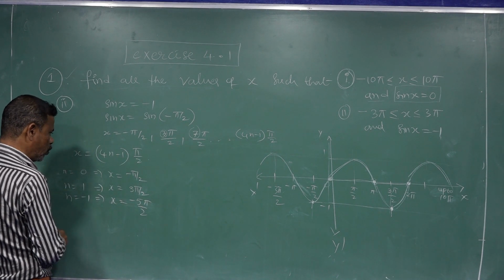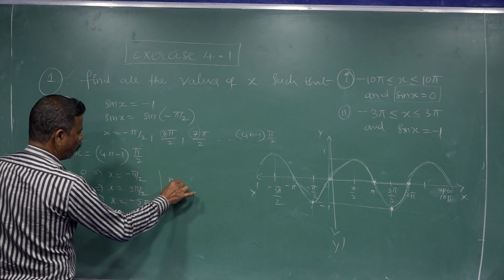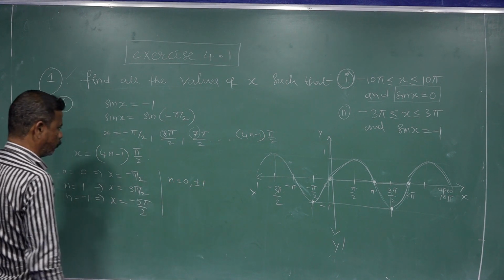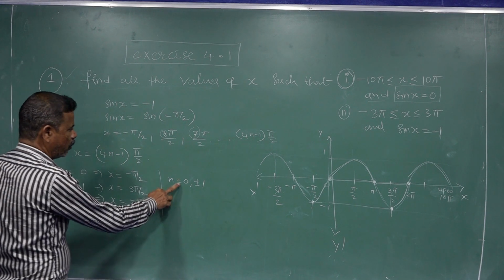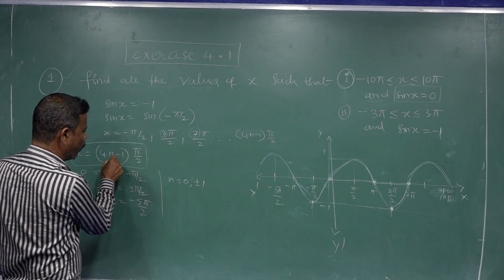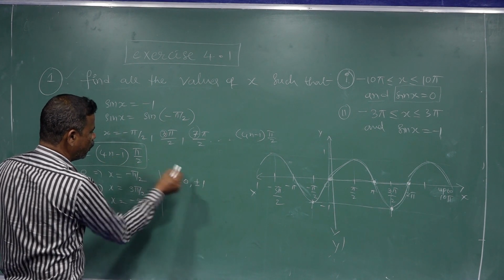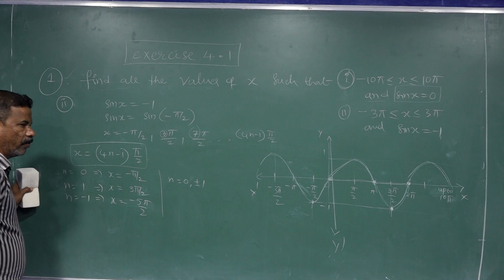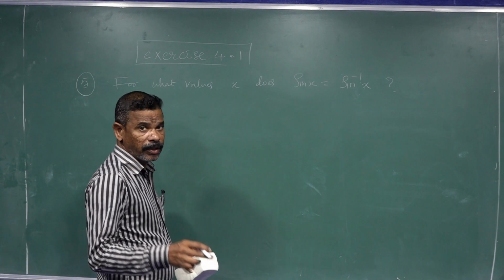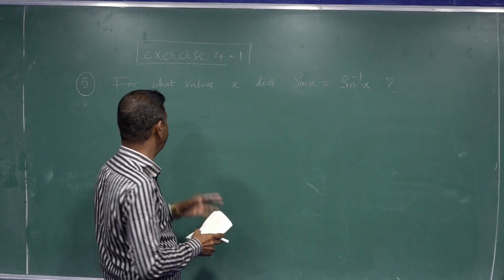So the n values here: n is equal to 0 and plus or minus 1. These are the solutions. This is the x value. In this, the n values are 0 and plus or minus 1. Only 3 values we have.